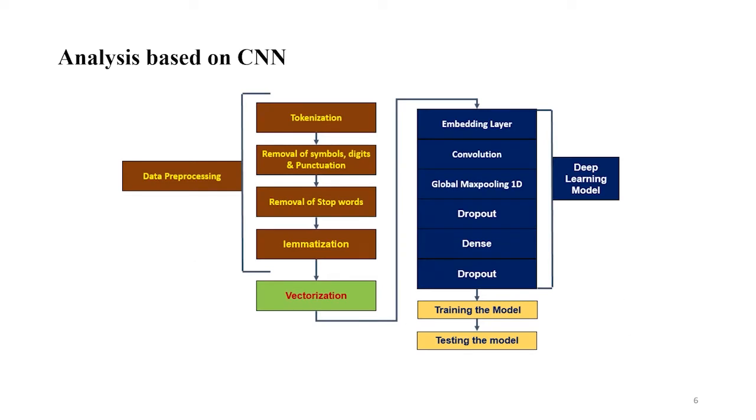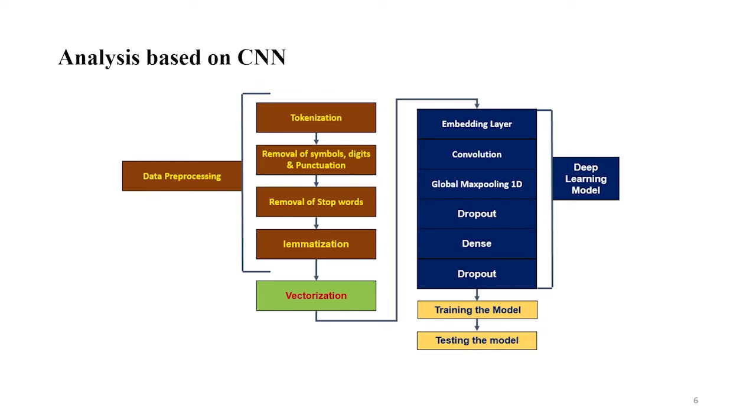So here is the diagrammatic representation of data pre-processing. After data pre-processing, vectorization is the second method. During vectorization, the process of converting text into real numbers is called vectorization. Various methods used are bag of words, term frequency, inverse document frequency, and Google word to vector. So these are the available methods for vectorization. In this study, we have used TF-IDF vectorization, that means term frequency, inverse document frequency vectorization.